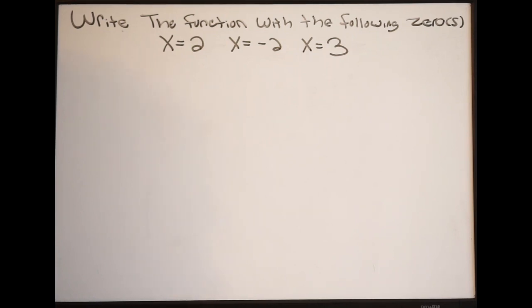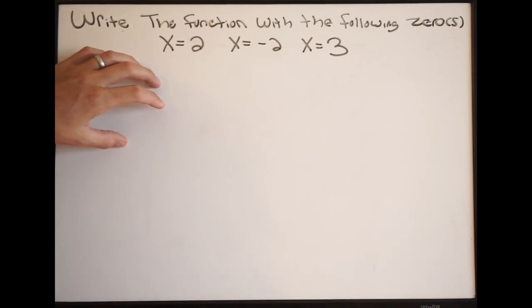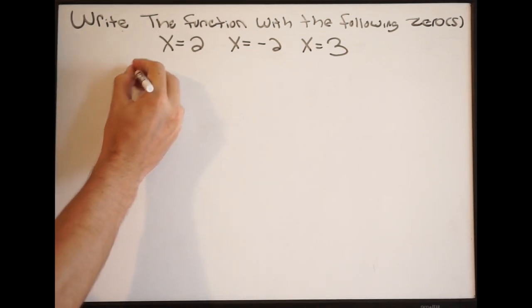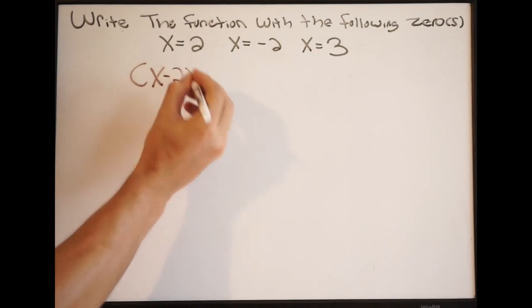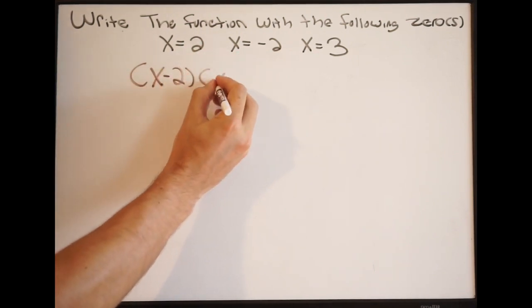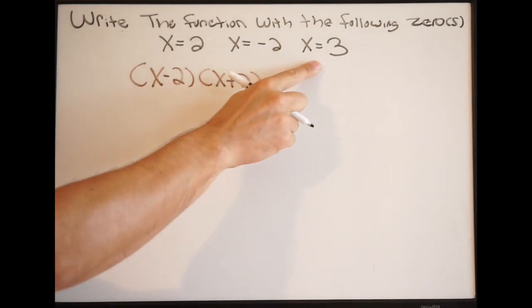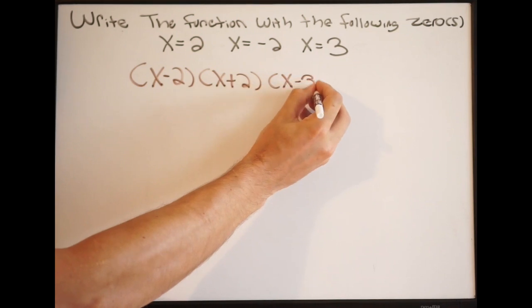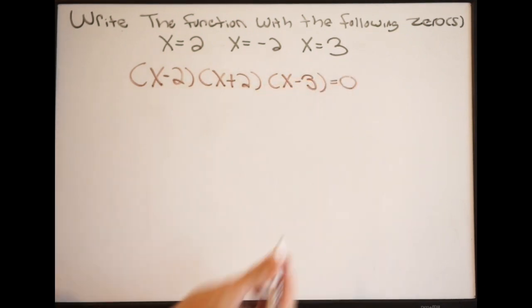Notice that the zeros are already solved for. So essentially what we want to do here is we want to put this back into its factored form, okay, and work in reverse. So for example, where did this come from? Well, this came from x minus 2. Where did this come from? This came from x plus 2. And where did this come from? X minus 3. And again, this would all be equal to 0, right?